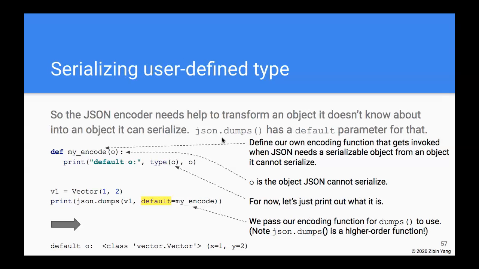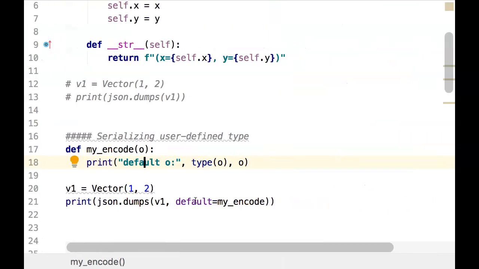And the JSON dumps function or method has a default parameter that's designed precisely for that purpose. Let me explain how it works. So now in the call to json.dumps, in addition to the object we want to serialize, I'm going to specify the default parameter and I'm going to assign it a function.